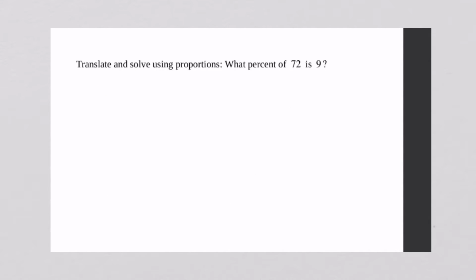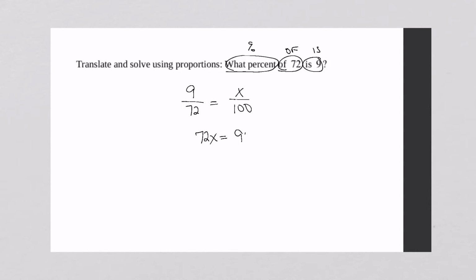Okay, on this one we're looking for the percent. So what percent, there's my percent, of 72, there's my of, is 9, there's my is. So I've got 9 over 72 is equal to x over 100. So cross multiply, I get 72x is equal to 900. Divide both sides by 72. And I get that x is equal to 12.5.